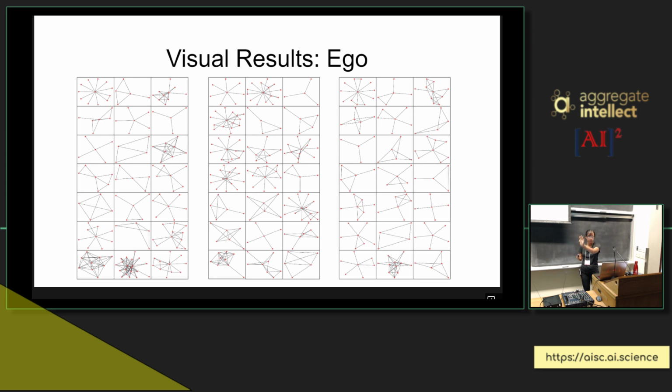So the left is the training data, the middle is Graph-RNN, which is our baseline, and the right is graph normalizing flows, which is our model. So for ego, it's kind of hard to tell the difference between the models and the actual training data because they all are doing a pretty good job.